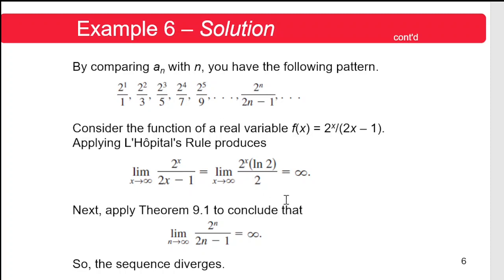Then by applying Theorem 9.1, we can now conclude that the limit of 2 to the n over 2n minus 1 as n approaches infinity is infinity. Now, because the limit of this function is infinity, the limit of the nth term of the sequence as n approaches infinity is also infinity. So this indicates that the sequence diverges.